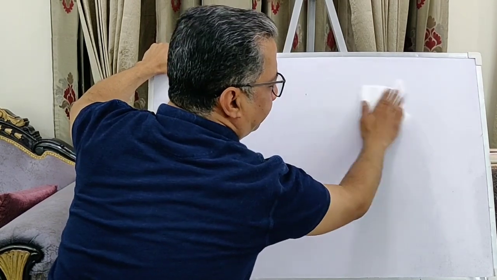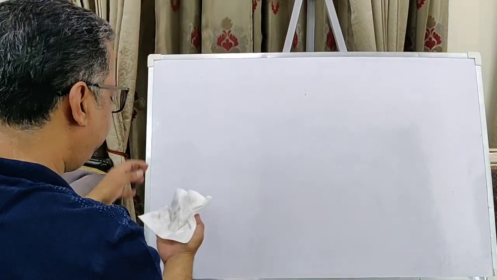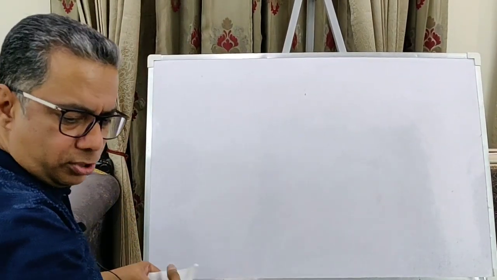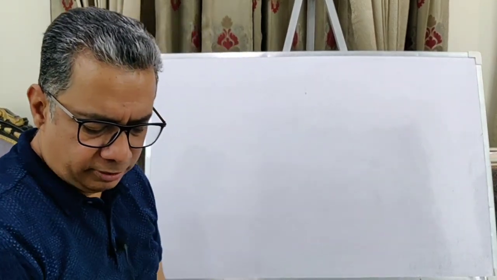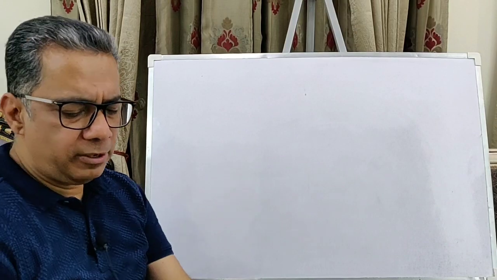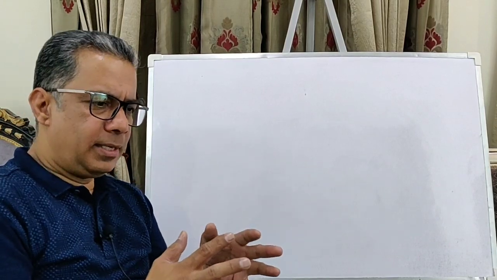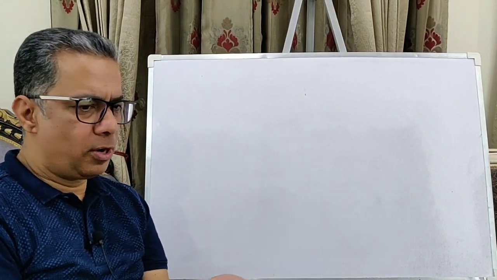So let's think of closed surfaces. Now what's a closed surface? A closed surface is one that is closed on all sides.